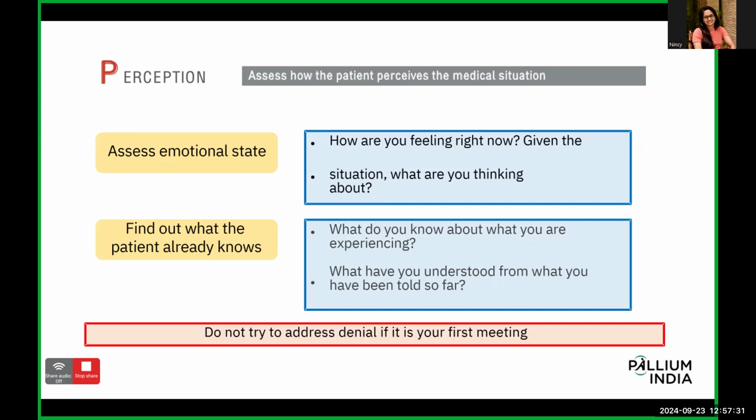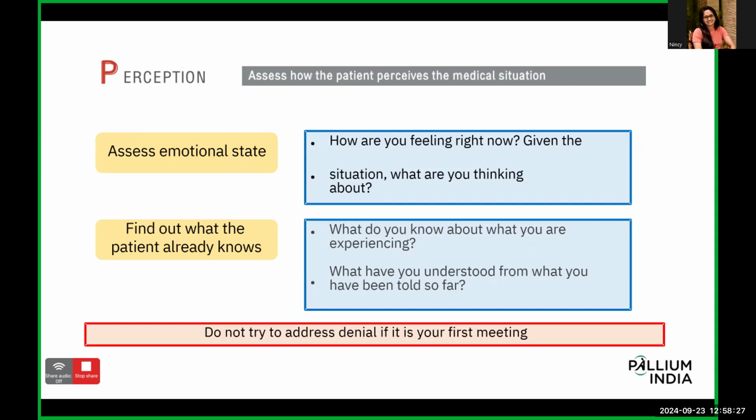All right, so questions are also given over here. How are you feeling right now? Given the situation, what are you thinking about? These are ways in which you can actually explore. Because they might say that this is not improving, I don't understand what is happening with me. Then you might be able to say, what have you already heard from others? Has anyone talked to you about this? So these are like the starter questions. How are you feeling right now? What are you thinking right now? And what do you know about what you're experiencing? What have you understood from what you have been told so far? Such questions are just examples for how you can start off the conversation. Check with them where they're standing right now.